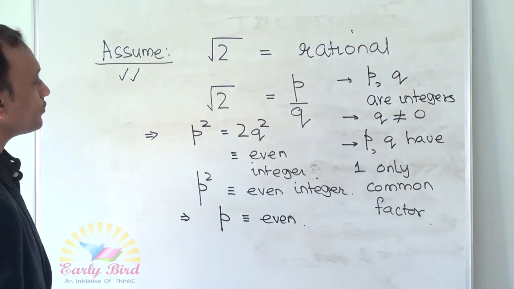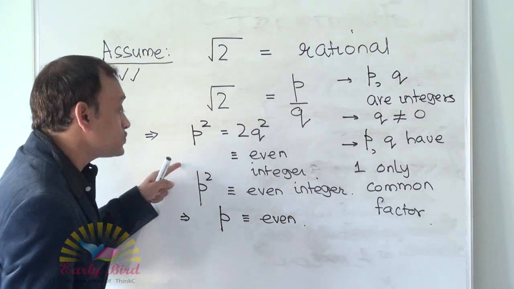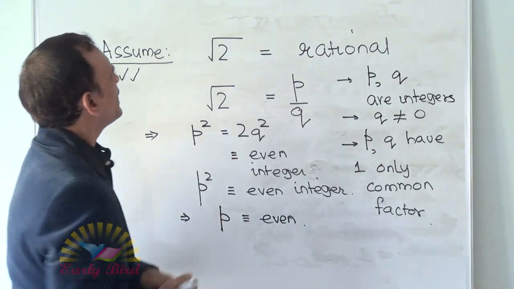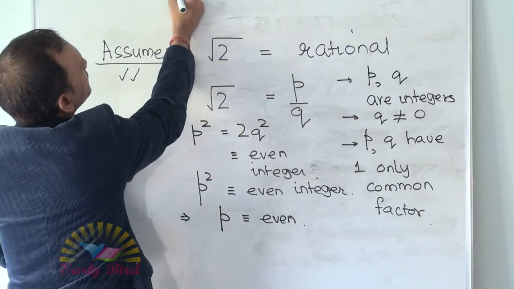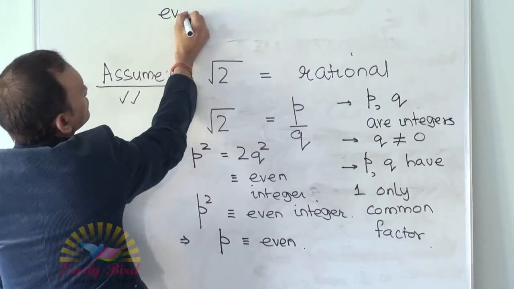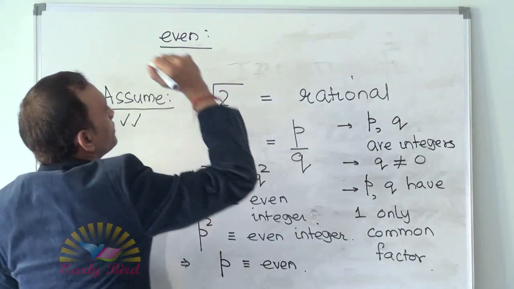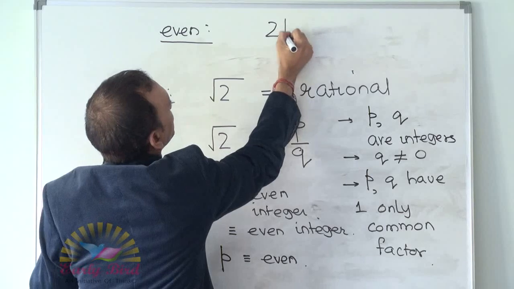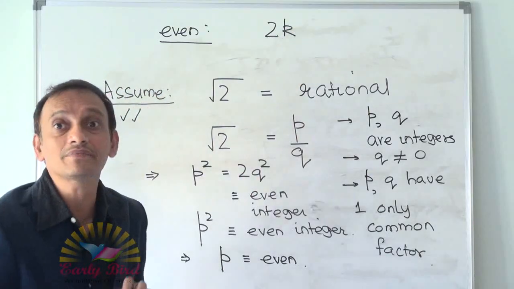Now, once we come to this conclusion, every even integer can be written as 2 times an integer k.